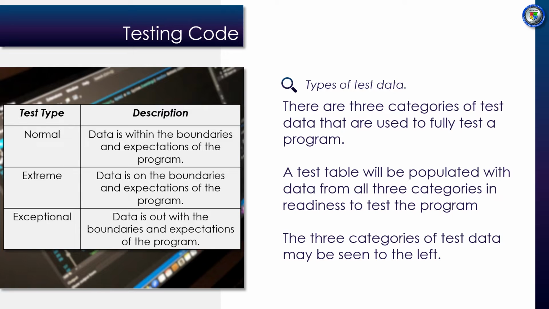A quick example would be a program that takes in a number between 1 and 10. Normal test data would be 4, 6, 8. These should be accepted. Extreme test data would be 1 and 10, right up on the boundaries of what should be accepted. And exceptional test data would be figures such as 0, -1, 12, or even a piece of text such as a character.